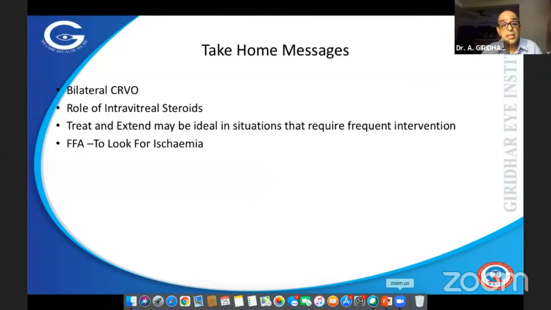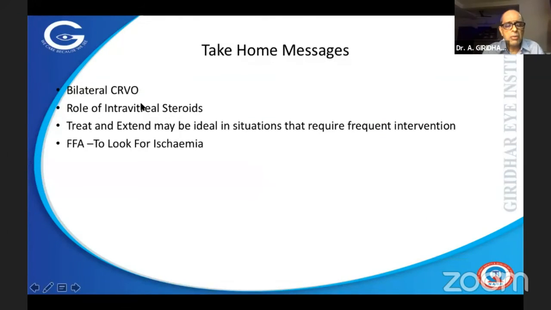I've not seen her since then. Therefore, bilateral CRVO becomes a challenge as far as the management is concerned. What is the role of intravitreal steroids?